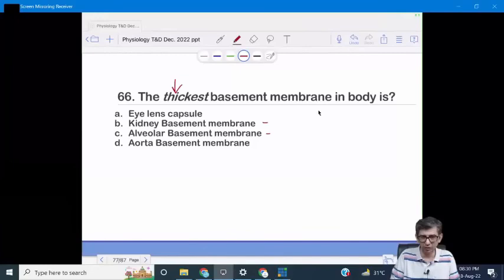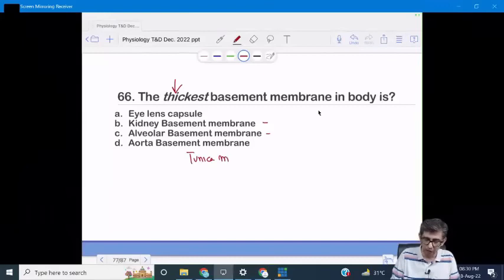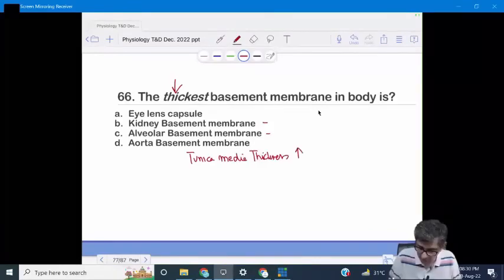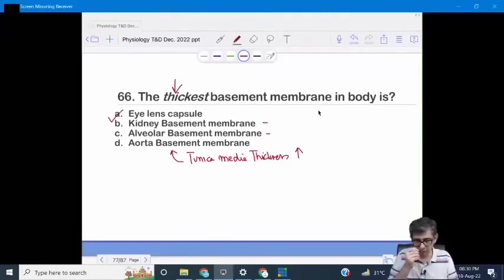So the impression is that the aorta will have a lot of connective tissue. Agreed, but in the aorta it is mainly the tunica media. In the aorta it is not the basement membrane, but the thickness of the tunica media that is relatively more, which prevents any kind of damage. So the correct answer for this one by exclusion is the eye lens capsule, which is the thickest basement membrane in the body. Answer to 66 is A.